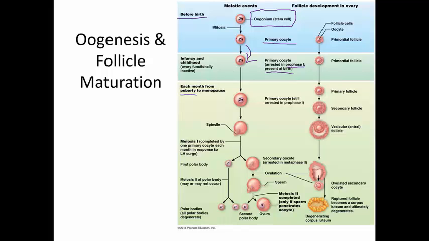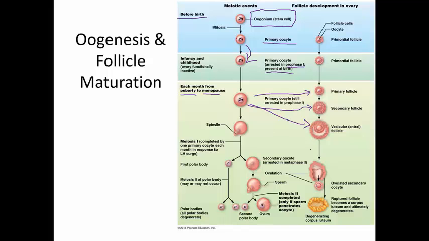Once a girl hits puberty, until she goes through menopause, each month a selection of these primary oocytes, which are diploid because they're frozen in prophase 1, are going to undergo follicular development. So here they are in the primary follicle. Now they're going to be in the secondary follicle just because the follicle's grown, but it's still a primary oocyte, right? And the follicle here starts to develop an antrum, still a level of the secondary follicle.